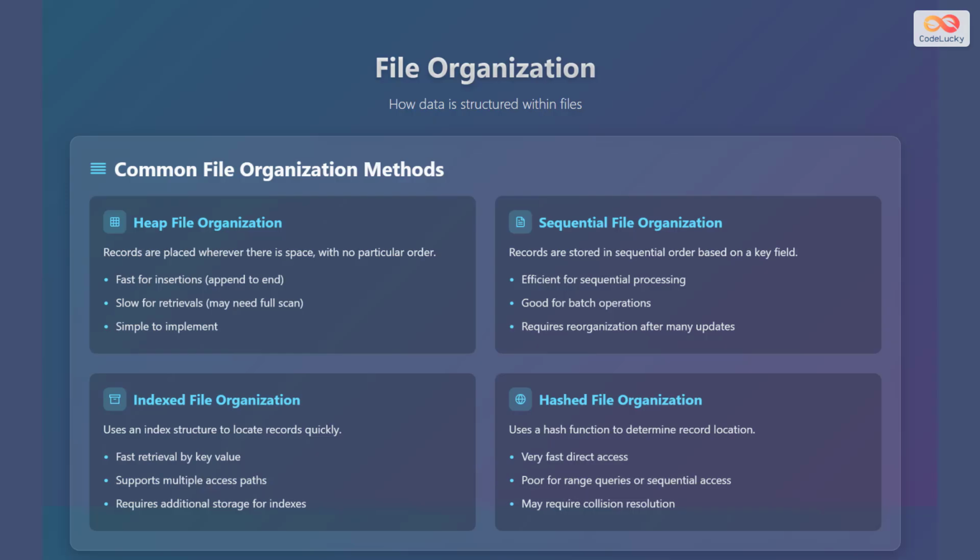Finally, hashed file organization uses a hash function to determine the location of each record. This offers very fast direct access, but is less effective for range queries or sequential access, and may require strategies for collision resolution when different records hash to the same location.